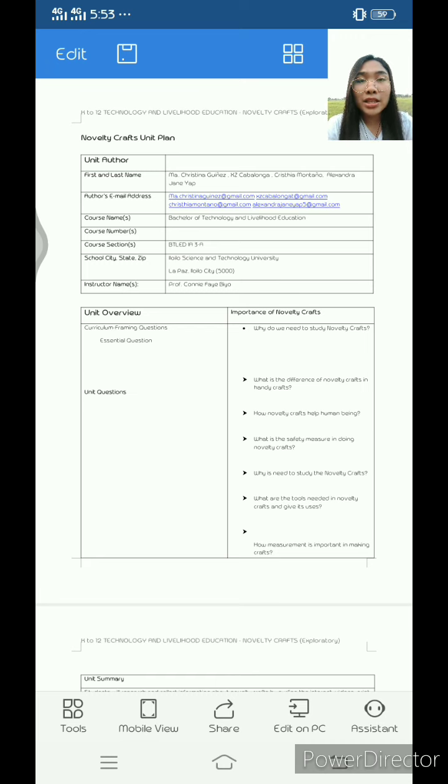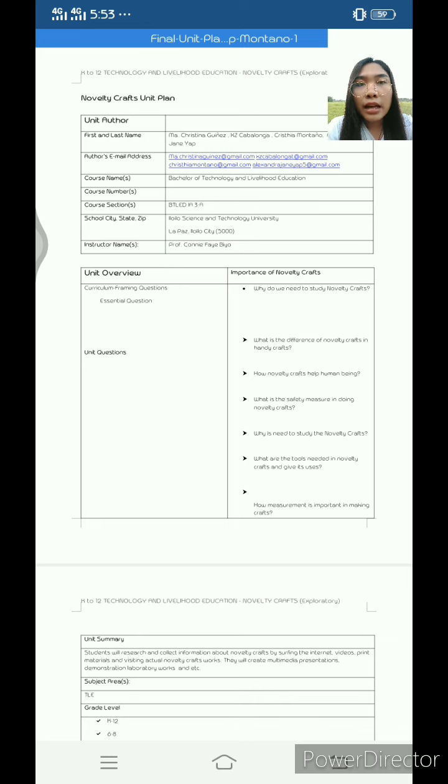This presentation will reflect on how we made our unit plan as the requirement to become a future educator, as well as to show competencies, standards, and skills. Here is the title of our unit plan: K-12 Technology and Livelihood Education Exploratory. Obviously, our topic is related to our course, which is Industrial Arts.